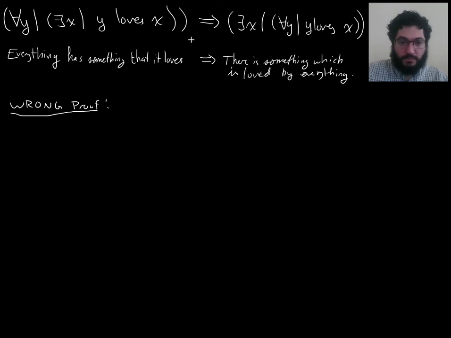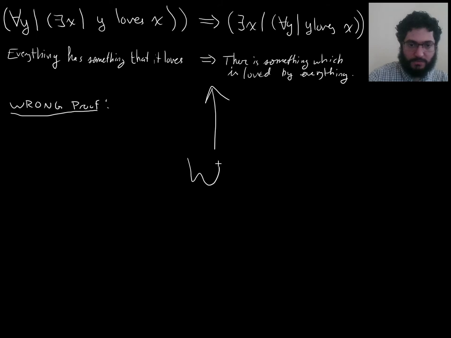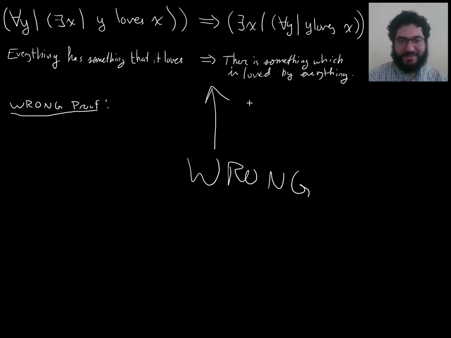So here, this wrong implication, this entire thing here is wrong, just to be clear. I don't want this to be screenshotted out of context or something. This entire thing here is wrong, and it should sound wrong. Everything has something that it loves. That should not sound like it implies that there is something which is loved by everything.